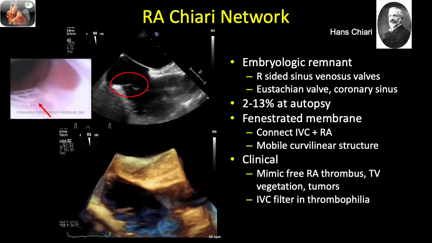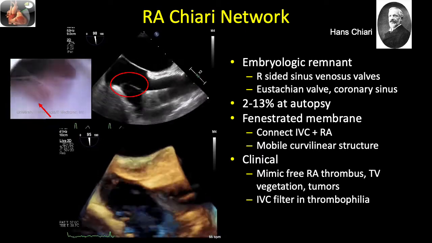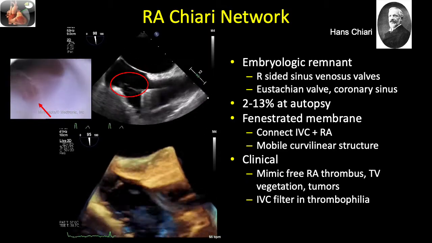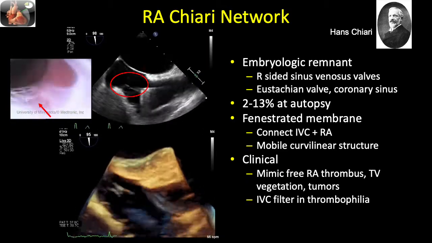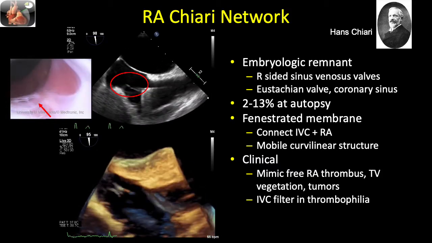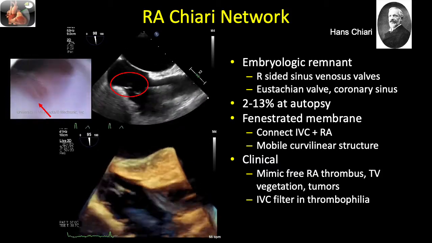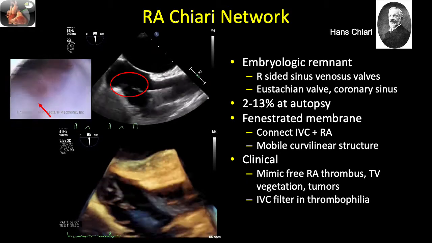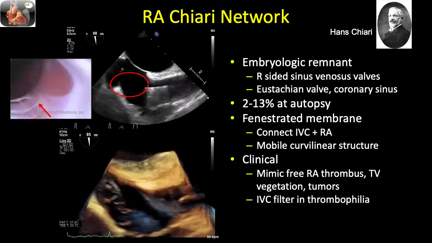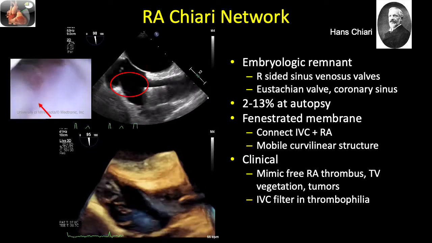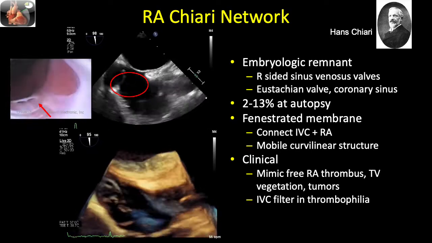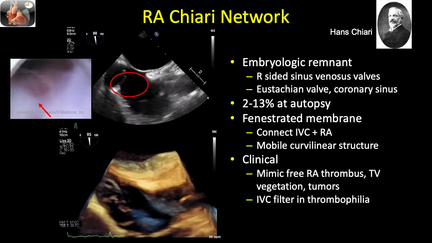The Chiari network is a thin, web-like fenestrated membrane that attaches along the ridge connecting the vena cava and interatrial septum. It is thought to be a variant of the eustachian valve. It appears as a mobile, curvilinear structure in the right atrium, seen in the bicaval view. It arises from the orifice of the IVC and is more mobile and thinner than the eustachian valve.